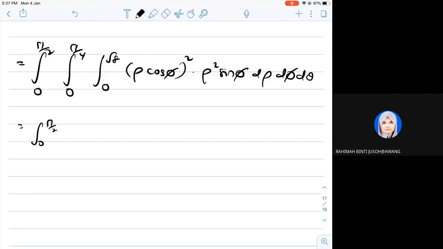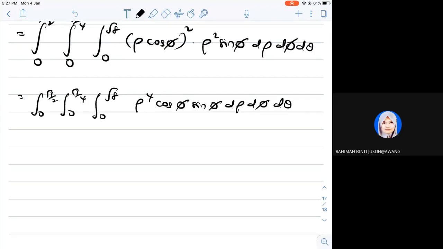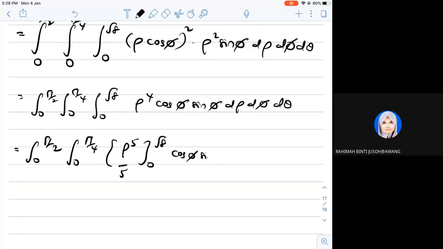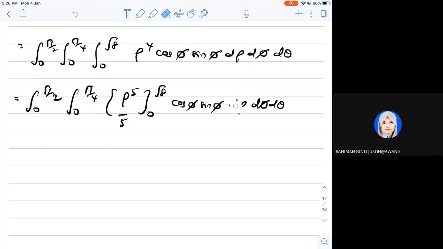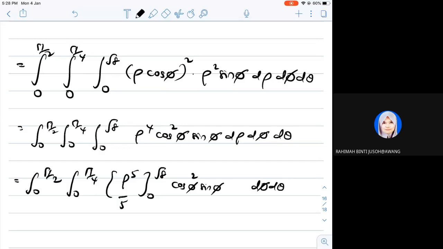Okay, so we will have rho to the power of 4 cos phi sine phi d rho d phi d theta. Okay, so integrate rho to the power of 4, we will have rho to the power of 5. 0 until pi over 2. And then 0 until pi over 4. Okay, rho to the power of 5 over 5. So substitute 0 and square root of 8. Cos phi sine phi d rho d phi d theta. Eh, tak adalah di rho. Sorry, sorry. Kita tak ada dalam di rho ni. Ha. So, we will have cos squared. Tengok saya dah careless lah. Cos squared. Sebab tadi kita kuasa 2 ni kan.